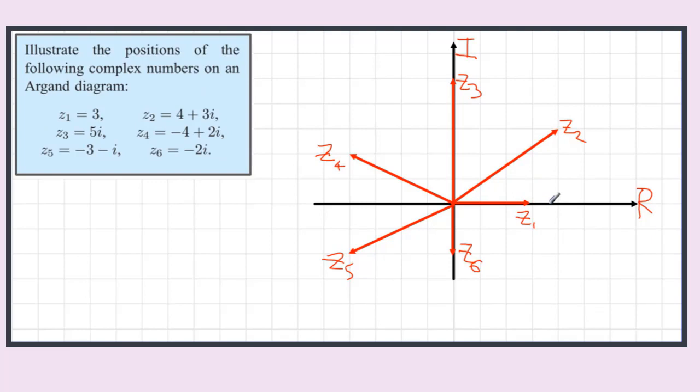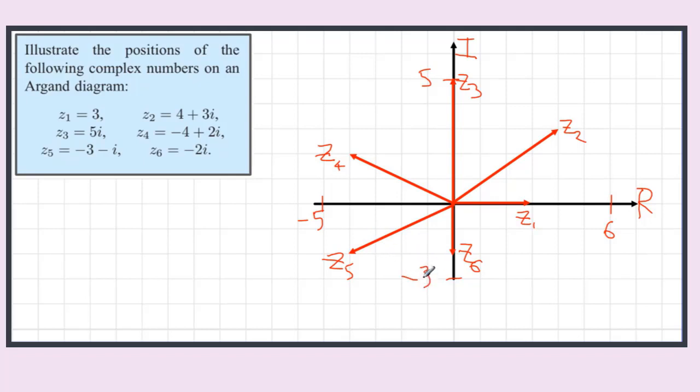So 1, 2, 3, 4, 5, 6. I might just put some labels on. So that would be 6. 1, 2, 3, 4, 5. So that can be 5 up there. Okay, 1, 2, 3, 4, 5 here. So minus 5 and minus 3. Minus 3 is down here.